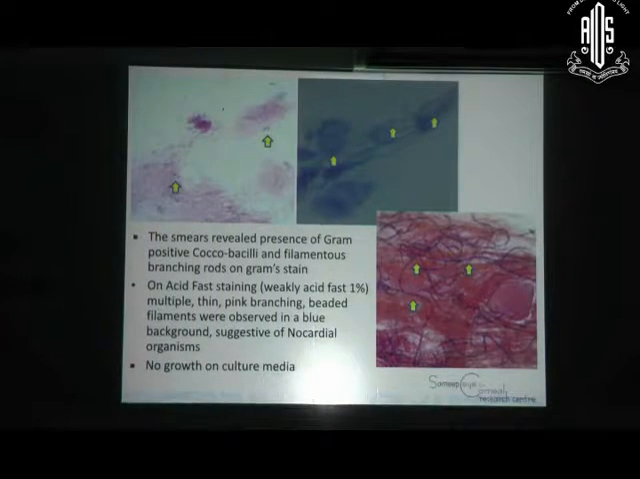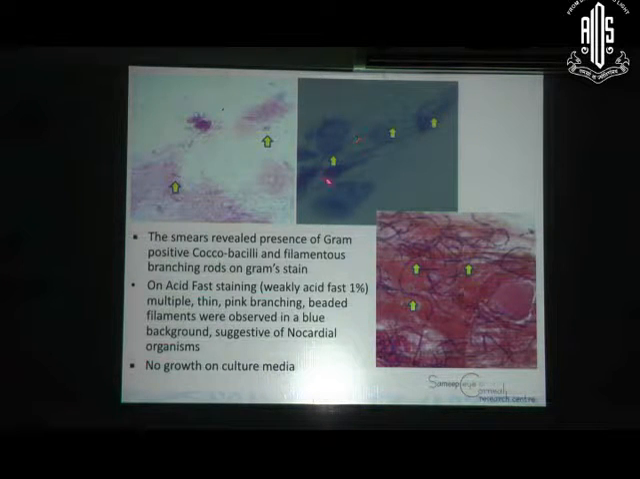So what did we get? As you can see here, the Gram smear reveals the presence of gram-positive cocobacilli and filamentous branching rods. Earlier it was believed that Nocardia is a group of fungi, but now it's proven that they are gram-positive bacilli, and that's why they sometimes appear on smears as cocobacilli, and many a time the pathologist or microbiologist gets confused with other bacilli.